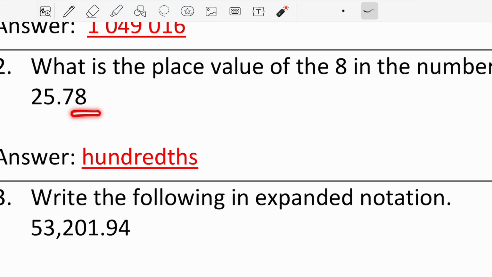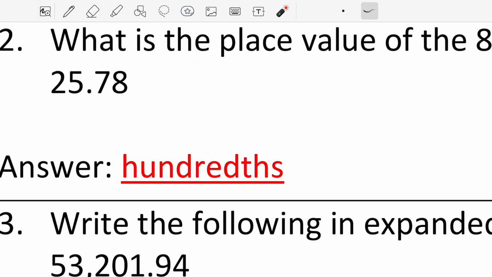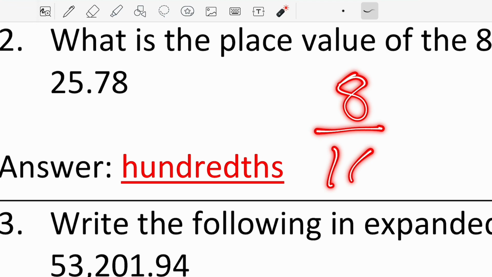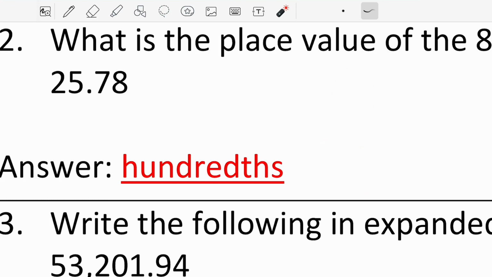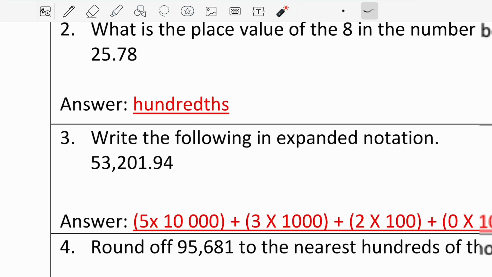So this is in the hundredths position. The 7 will be in the tenths position. So the answer is hundredths, not 800ths. That will be the value. They are asking for the place value, the position.